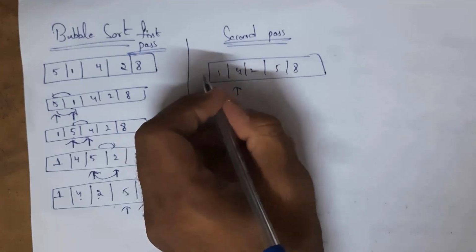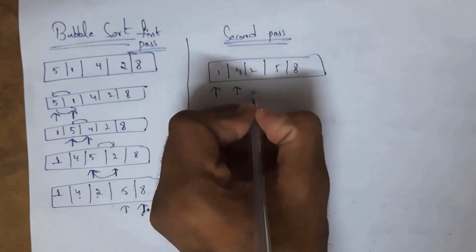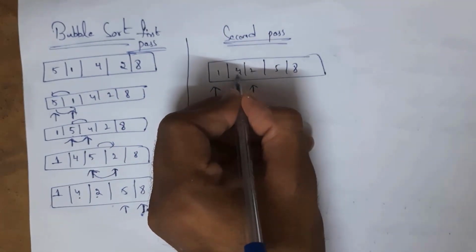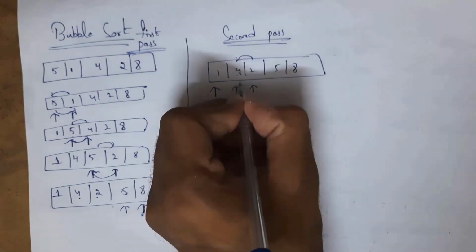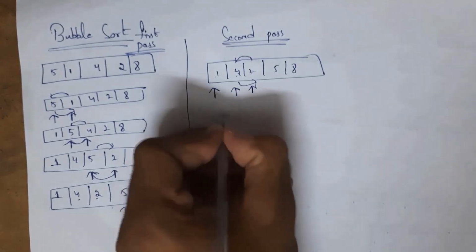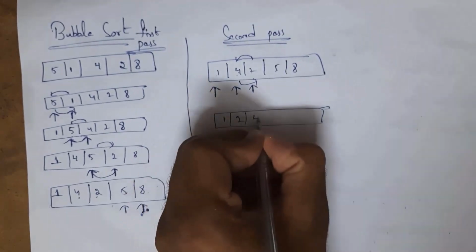1 and 4 both are in correct order. So again move cursor to third position. Here 2 should be here and 4 should be here. So exchange these both adjacent elements. After sorting, my array looks like this: 1, 2, 4, 5 and 8.